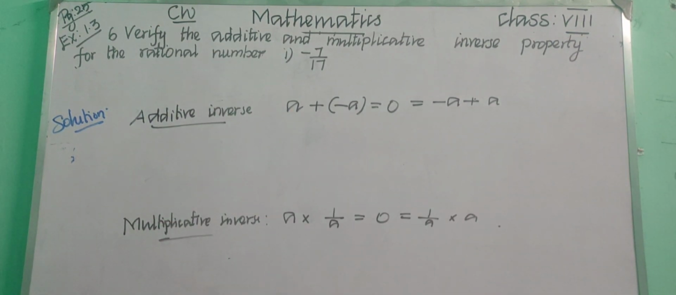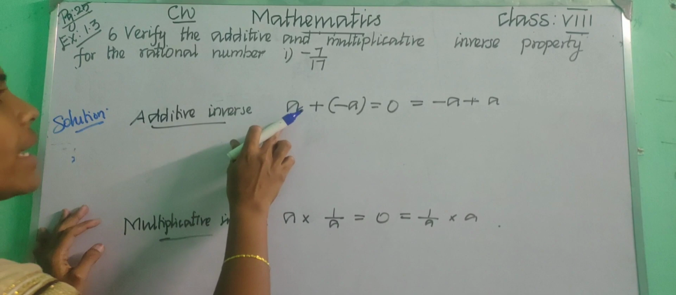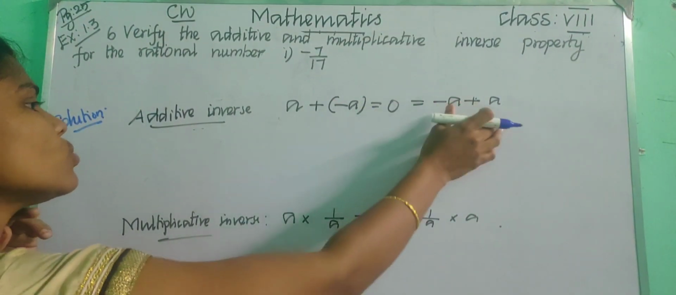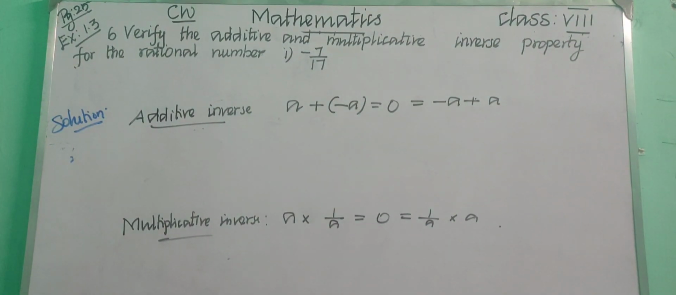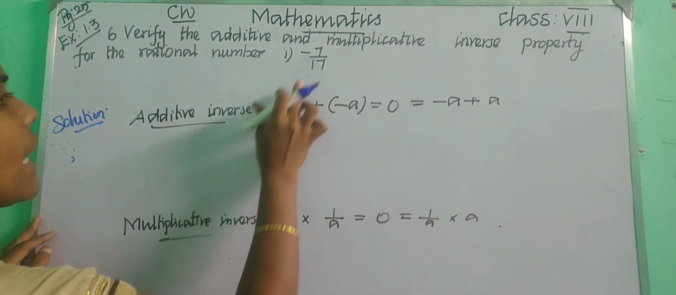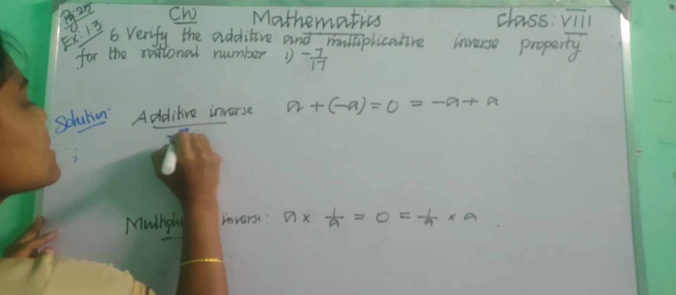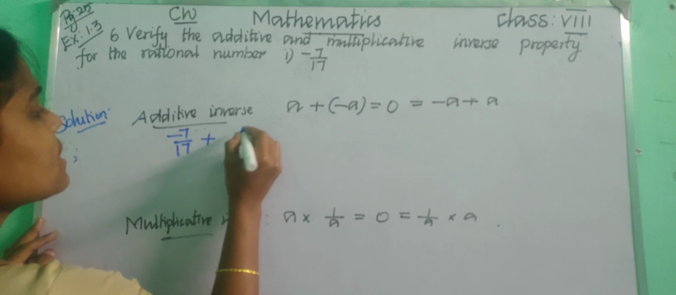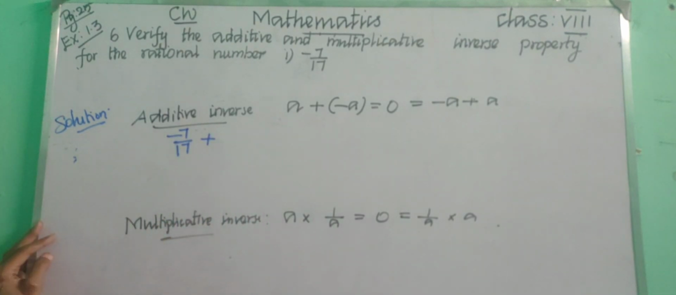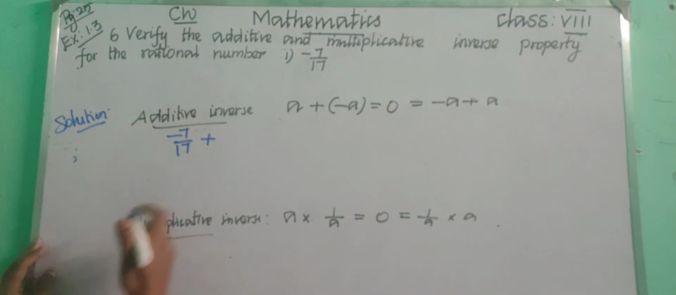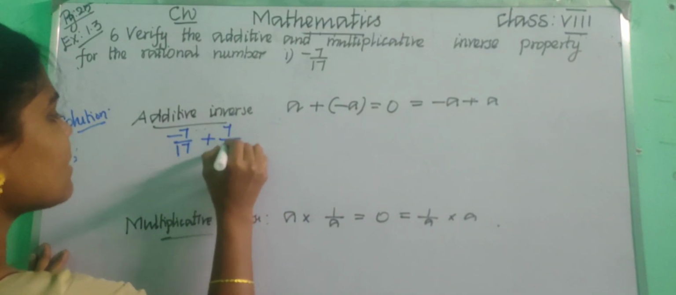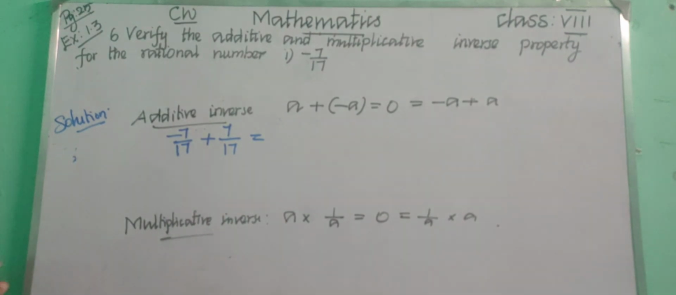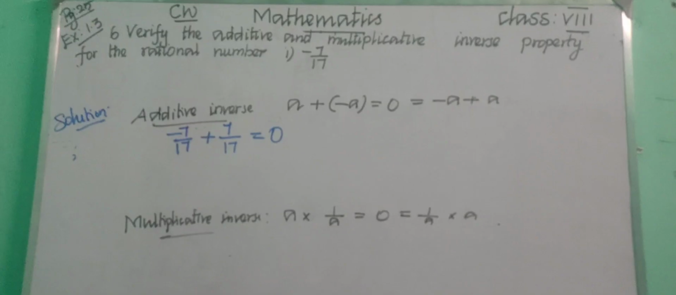First of all, let us do additive inverse. So what is A here? Okay children, let's check whether these two will get the answer as 0 or not. So what is A here? Minus 7 upon 17, right? So minus 7 upon 17 plus, so what is the inverse of minus 7 upon 17? Plus 7 upon 17, right? So that plus 7 upon 17. So minus 7 upon 17 plus 7 upon 17, we will get 0.